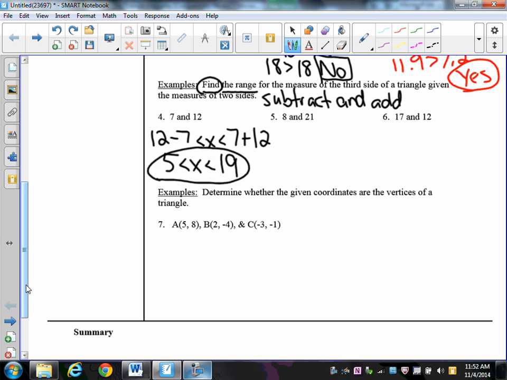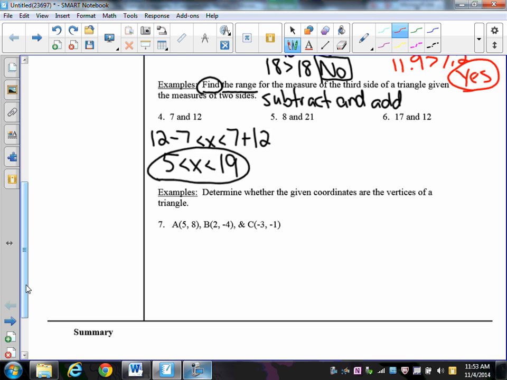All this means is that in order for this to be a triangle, I need something greater than 5. So it could be 6, 7, 8. It could also be 5.01. That would make a triangle. And it has to be less than 19. So 18.9, 18.999, 17, 12. Those are all numbers that would work.